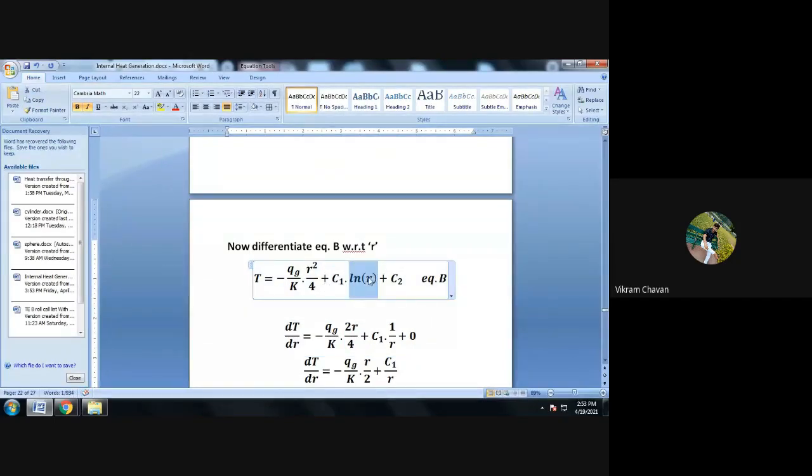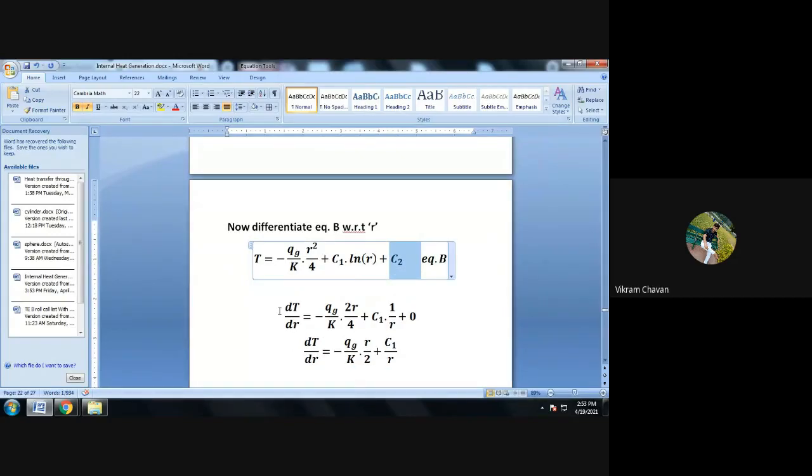C1 is the constant. Differentiation of ln of r is 1 upon r, and differentiation of constant C2 is 0. So what you will get? dT divided by dr will be equal to minus q suffix g divided by k multiplied by 2r divided by 4, plus C1 multiplied by 1 upon r, plus 0.